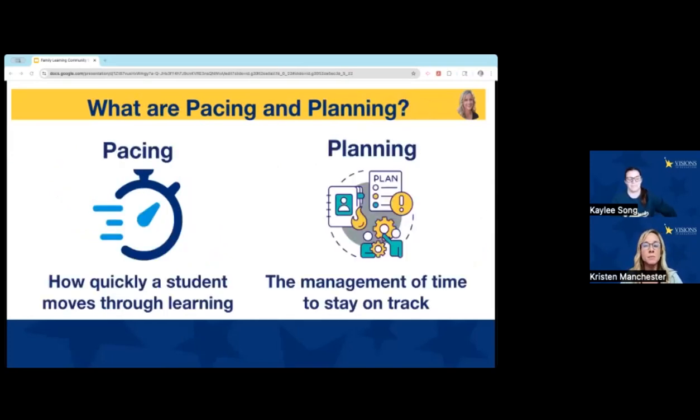Pacing is simply the speed of learning. It's how fast your student moves through lessons and tasks. Planning is really about managing that journey, the structure of how time and learning goals are organized that allow a student to stay on track and reach the learning goals. Together, pacing and planning help students make consistent progress without feeling rushed or bored.